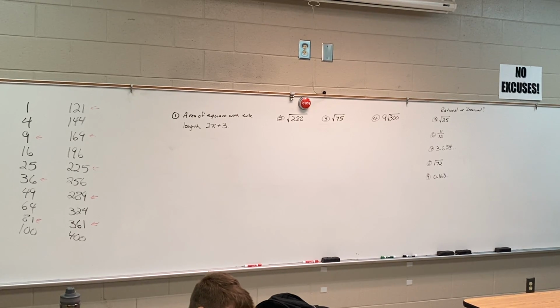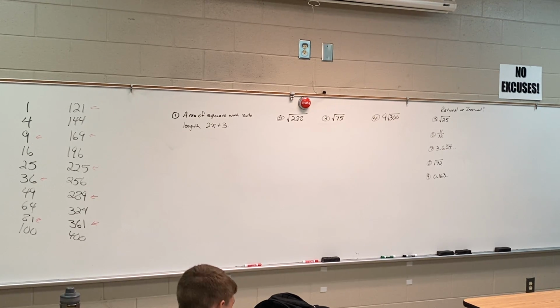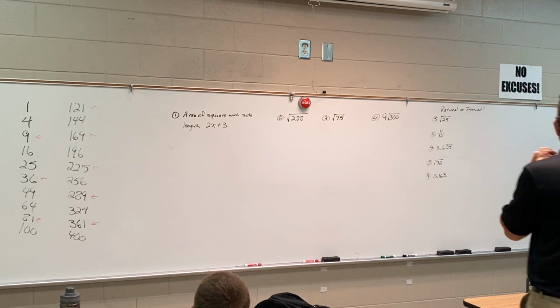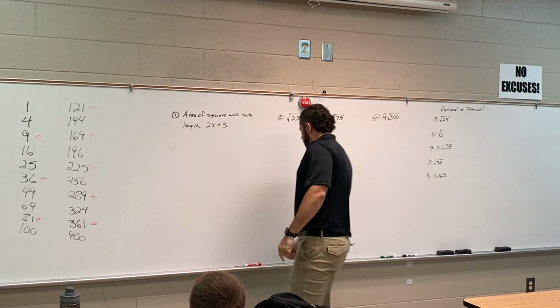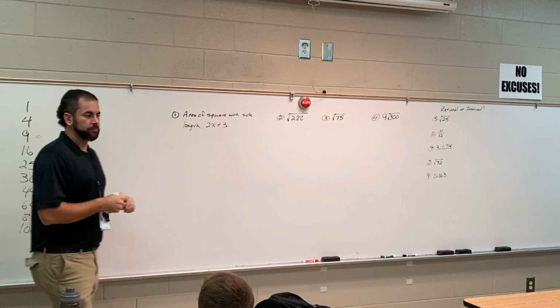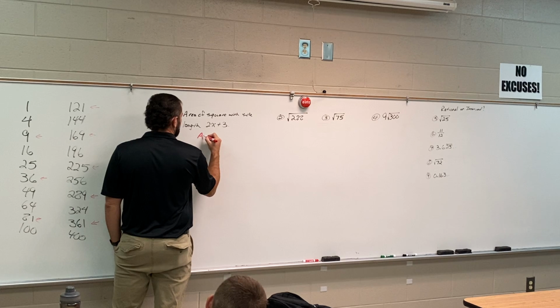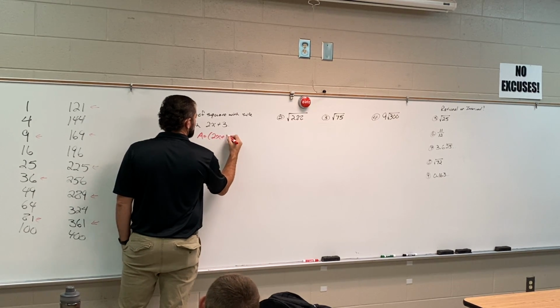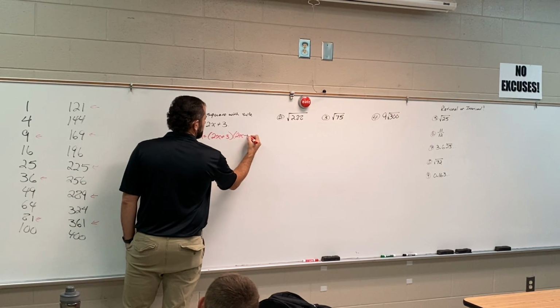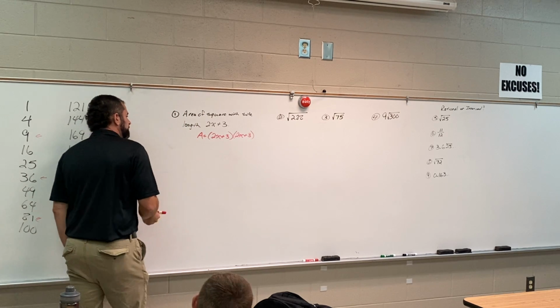Alright, number one, we have the area of a square with the side length of 2x plus 3. You can tell me what we need to do. Multiply 2x plus 3 times 2x plus 3. Yep, so the area is 2x plus 3 times 2x plus 3, so yes, you're correct, the box method.